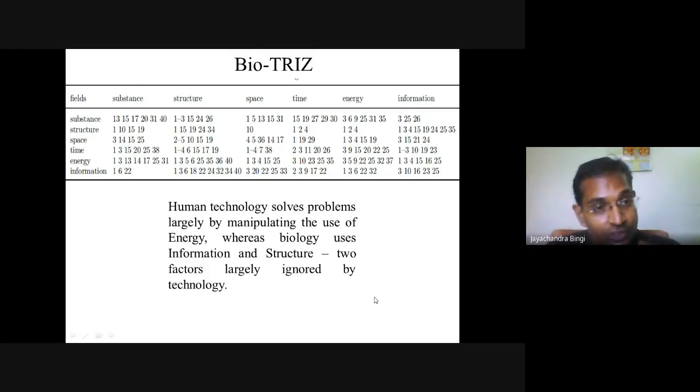Structure and substance, space and structure. Like this you can create conflicts. Accordingly you can choose the principles. Suppose I'm creating space to time, that is 11, 9, 29. Those principles will give you the solution direction. So with these three principles you have to make a solution statement.